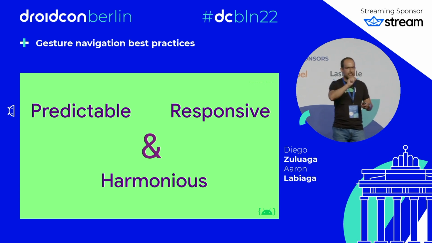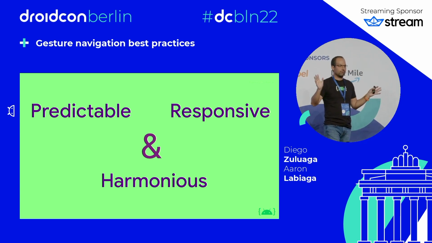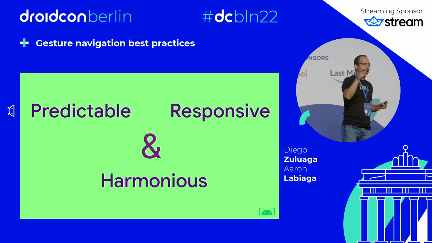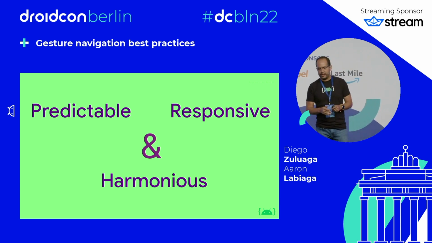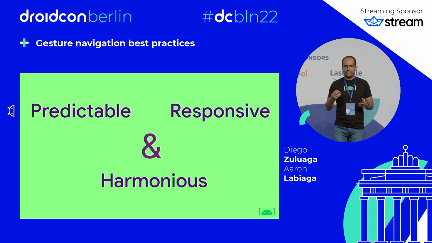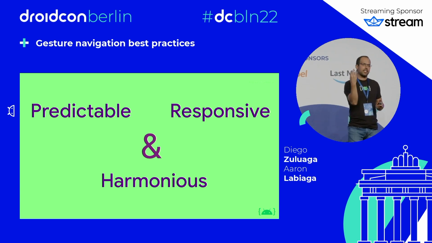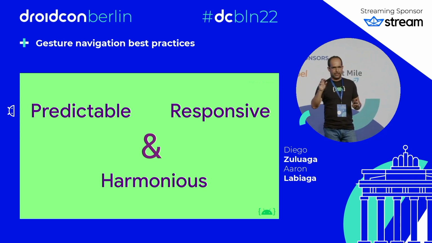So instead of that back arrow showing you, I don't know what's going to happen, you get an idea of, hey, I'm going to land somewhere else. We'll show you more in detail. And responsive, that means that the experience should be smooth. Those animations that you're going to see and that are actually already available, you should be able to handle them, and the system should be able to handle them very smoothly.